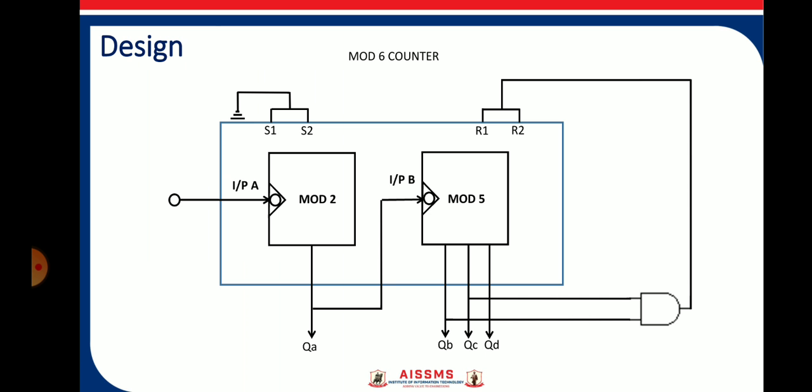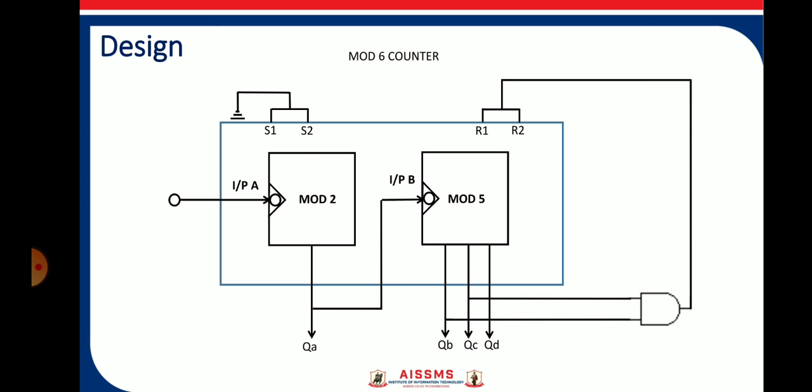As we know, this 7490 is an asynchronous IC. That's why the external clock is connected to only one section, that is the mod 2, and the output of that mod 2 is connected as the clock pulse for the mod 5. Because of this asynchronous structure, QA becomes the LSB and QD becomes the MSB.